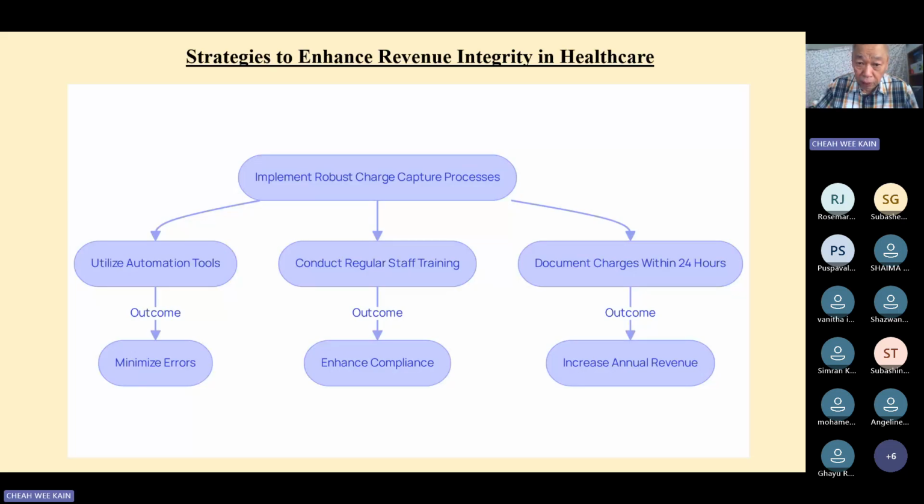How to enhance the charge capture process? It means as soon as you do something, you enter it into the bill, so the bill will be up to date. Use some automatic tools. Outcome: minimize error so that people won't forget to bill. Conduct regular staff training, because the staff is the one who gives the service, or the medicine, or the injection, or the bedding, or whatever. So we have to train them to go and do billing.